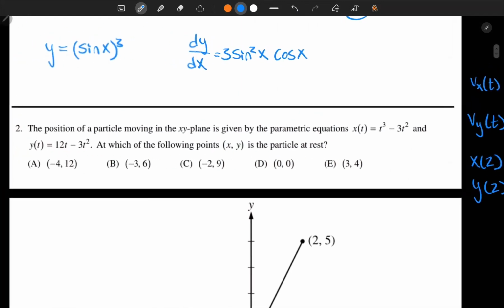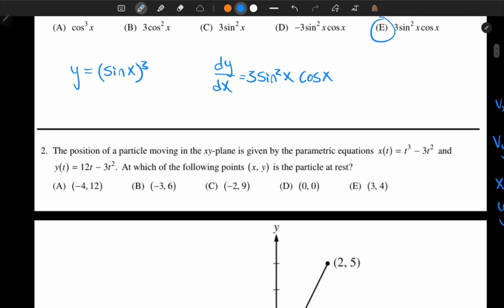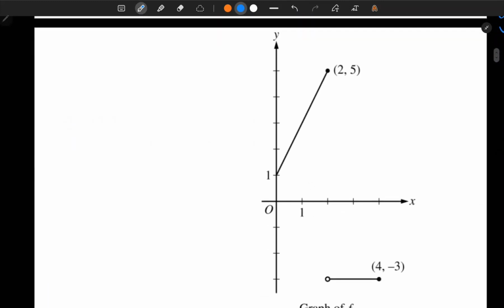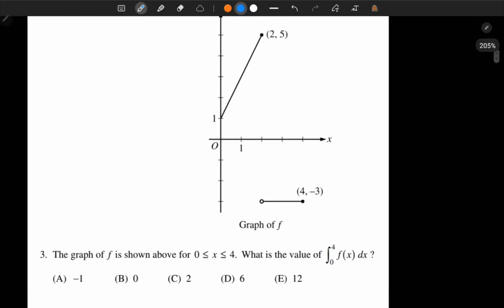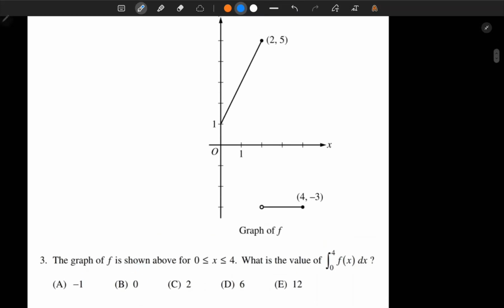So the x and y points at which this particle is at rest is given by negative 4, 12. So the answer is A. Moving on. The graph of f is shown above for 0 is less than x is less than 4. What is the value of the integral from 0 to 4 f of x dx?